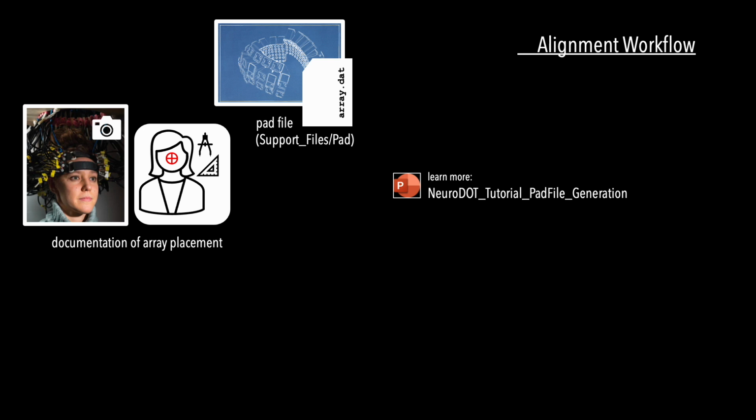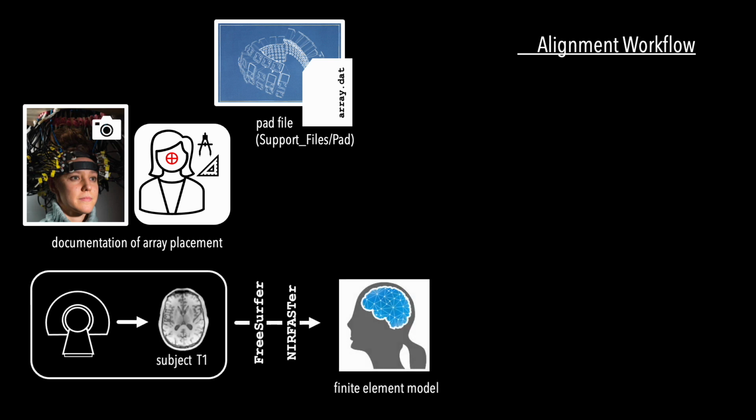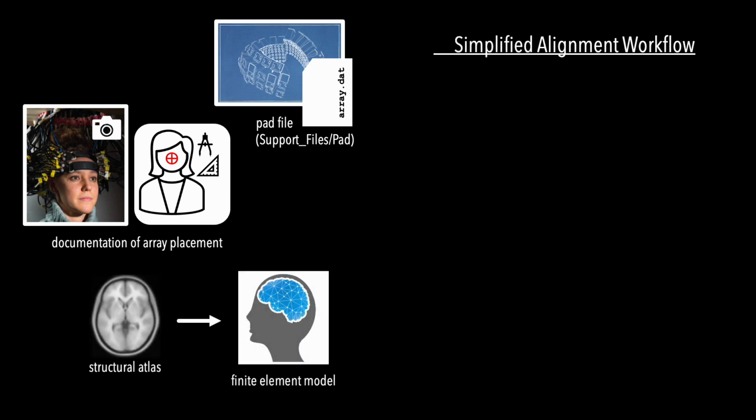The final resource required in alignment is a finite element model of the head. In the full alignment workflow, this is constructed from a structural image of the subject. Alternatively, good results can generally be obtained using a structural atlas. This workflow is required if a subject-specific mesh cannot be generated. A standard structural atlas is included as part of the NeuroDOT distribution. Once these resources are prepared, array alignment can begin.